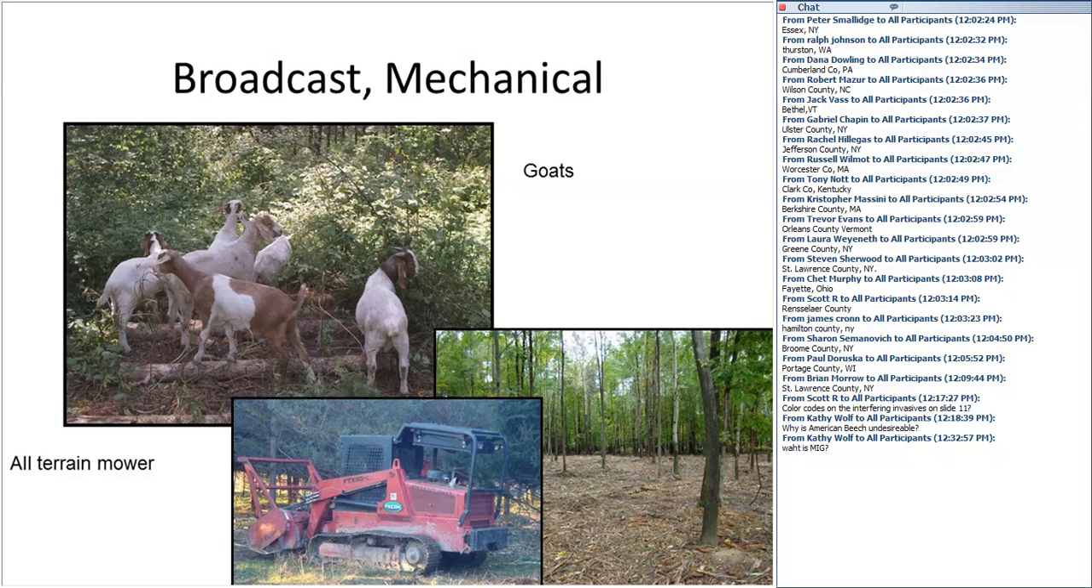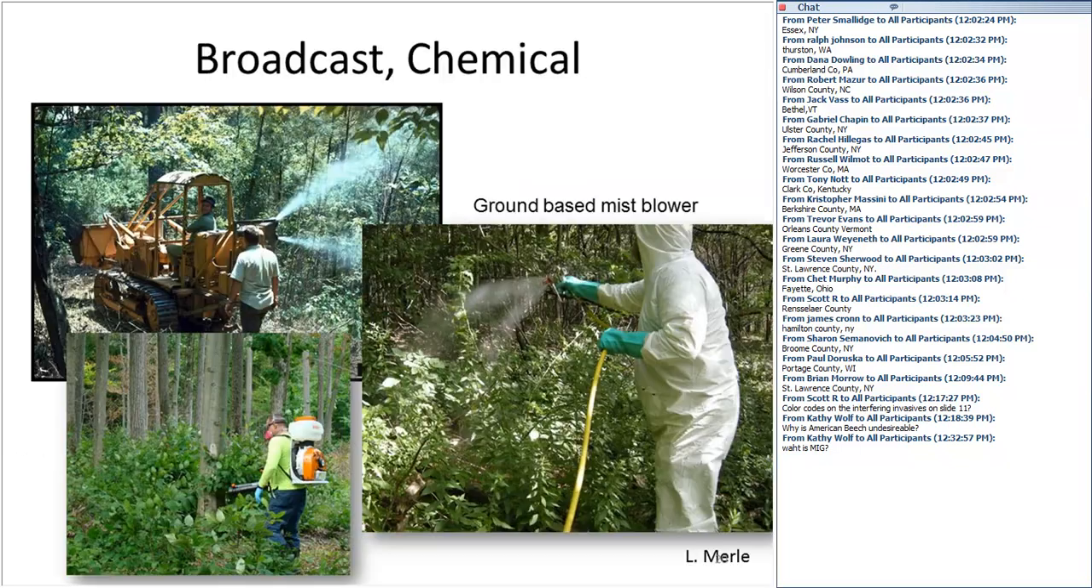And then we have examples of things like there's a whole suite of different types of all-terrain mowers. This is a Fecon. I'll give some examples of that later on. And this is what it looks like. So this is before a Fecon. This is after a Fecon. So this is broadcast mechanical.